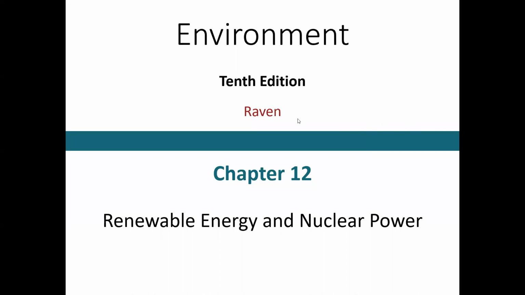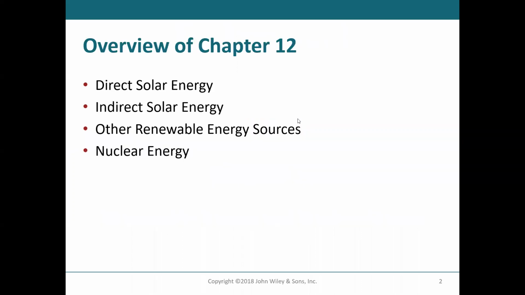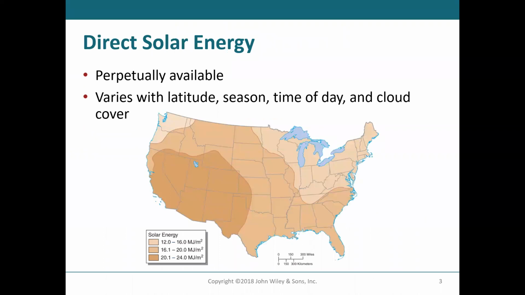This is Chapter 12, Renewable Energy and Nuclear Power. So an overview of Chapter 12, we're going to cover direct solar energy, indirect solar energy, other renewable energy sources, and nuclear energy. So what is direct solar energy?